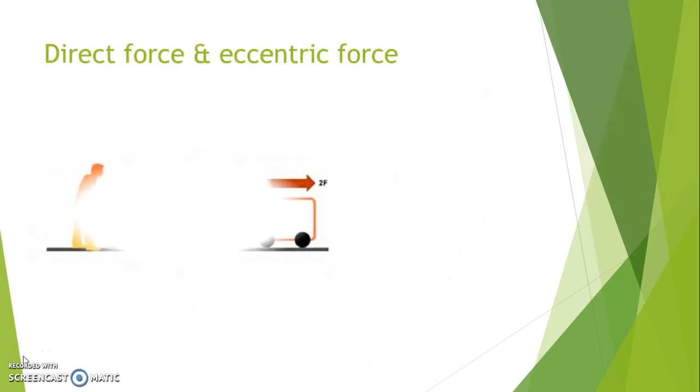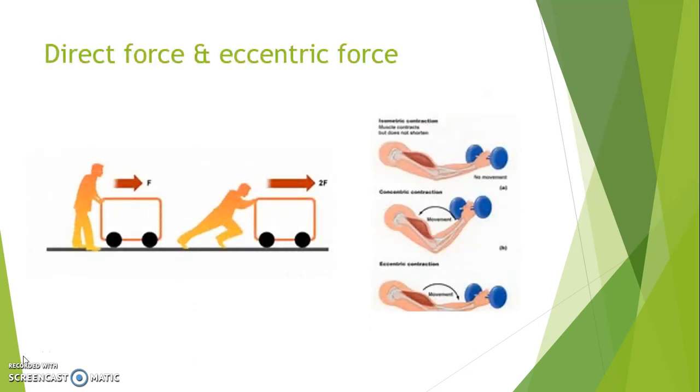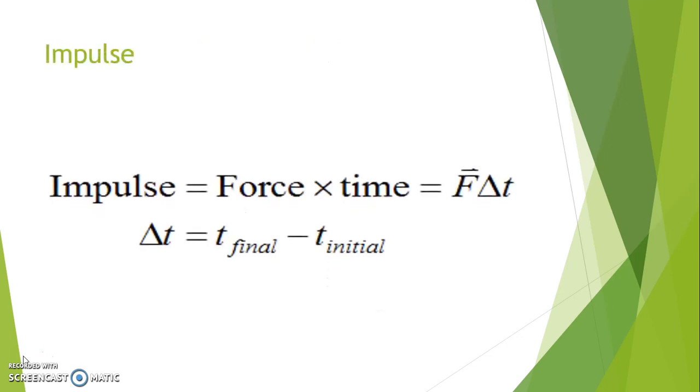So, direct forces and eccentric forces. The direction of the force being applied, in relation to the centre of mass, will help decide if the motion is linear or angular. If the line of force is through the centre of mass, the motion will be linear, which is a direct force. If the line passes outside the centre of mass, the motion will be angular, which is an eccentric force. Eccentric means not placed centrally, and the area of the force is specific to the type of motion.